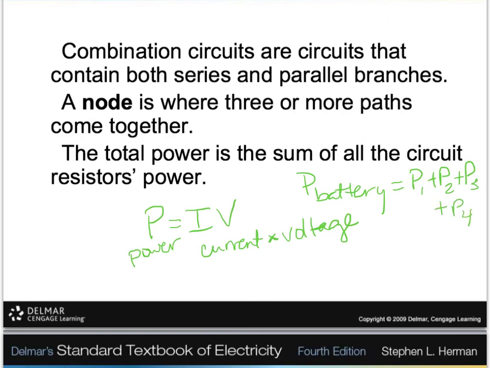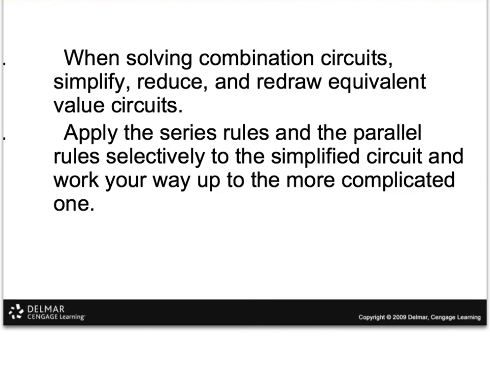So when you do a combination circuit, you're going to simplify it as much as you can, reduce it down as much as you can, and you're going to redraw it until you get to one resistor. So you're going to go from the complex to the simple, and then work your way back up from the simple to the more complex until you get all your values. And anytime you have two values of V, I, or R, you can find the missing value.